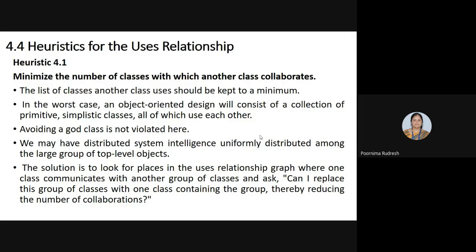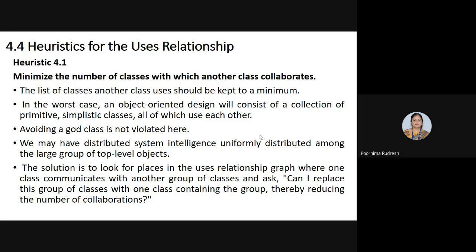So it says to minimize the number of classes with which another class collaborates. This heuristic claims that the list of classes another class uses should be kept to a minimum. For example, if class 1 uses other classes, then the list of those classes should be kept minimum. That is heuristic 4.1.